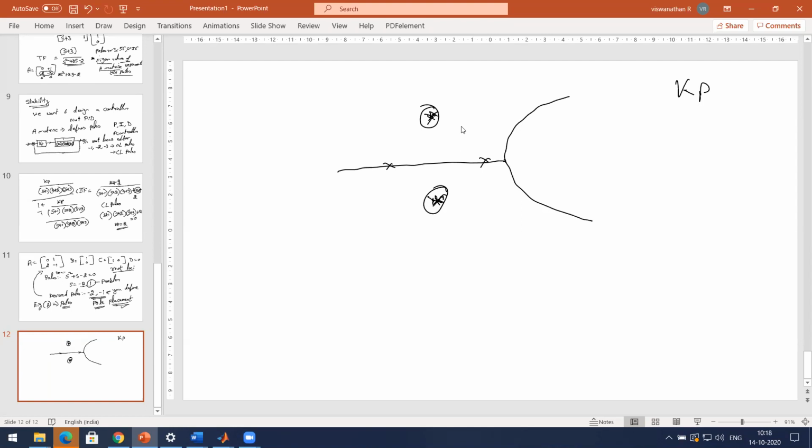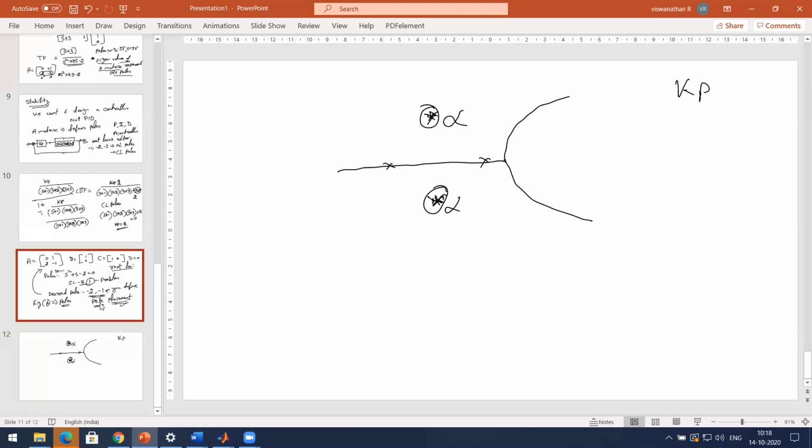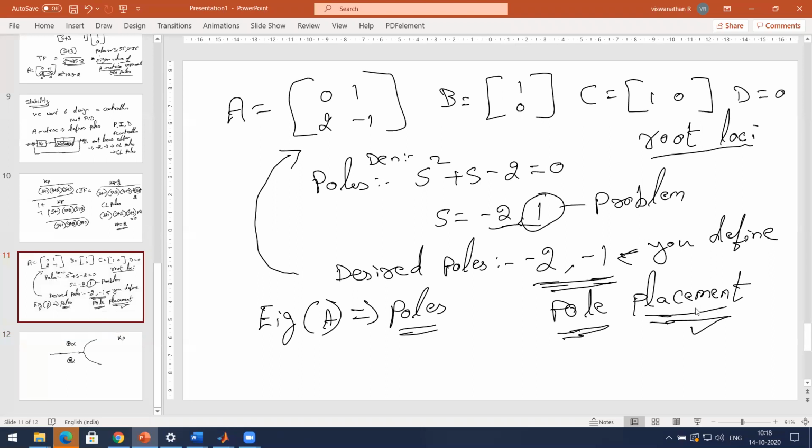So I cannot do this with the root locus concept, but if I go with the pole placement method, I can place the desired poles anywhere I want, such that I get the required stability and the required response for the system. And why we are focusing on A is that the eigenvalues of A will give the poles of the system.